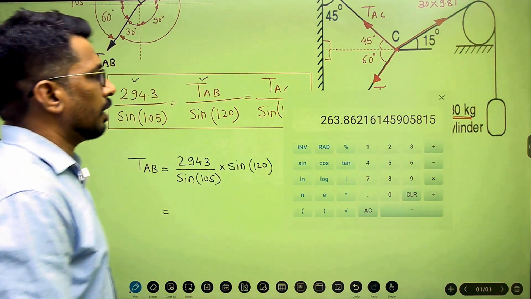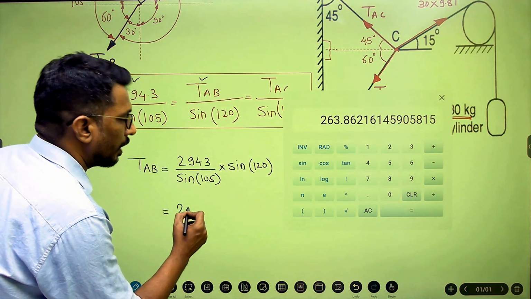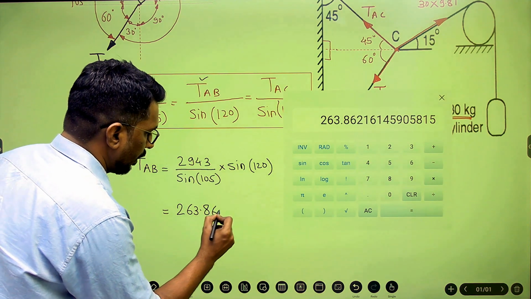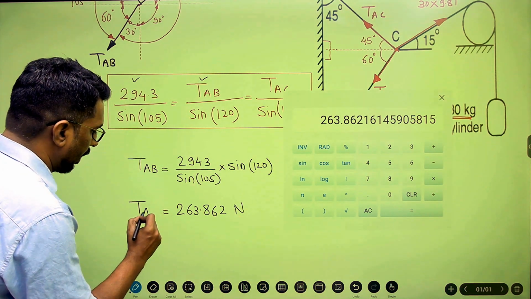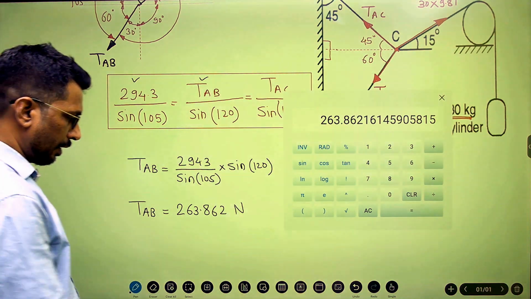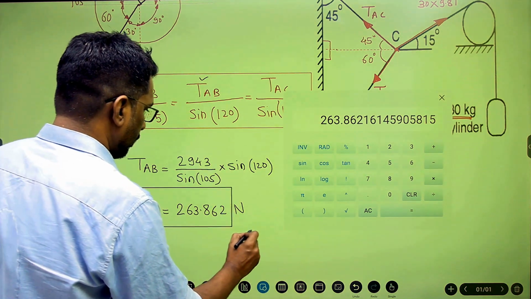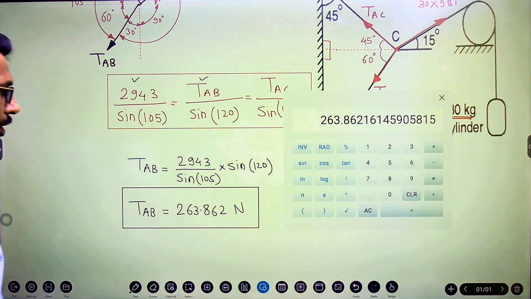So this answer is coming around 263.862 Newton tensile force. So it is in Newton. So TAB here we are getting 263.862. Okay, so this is my first answer.